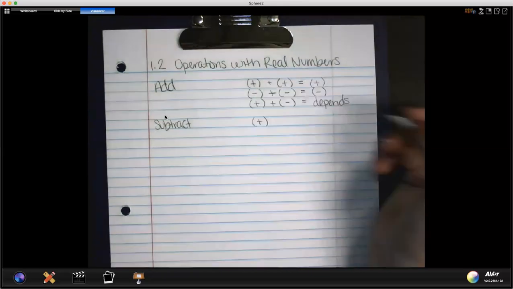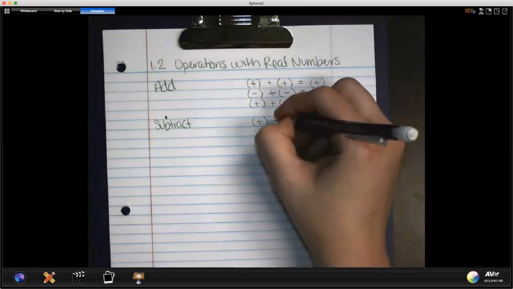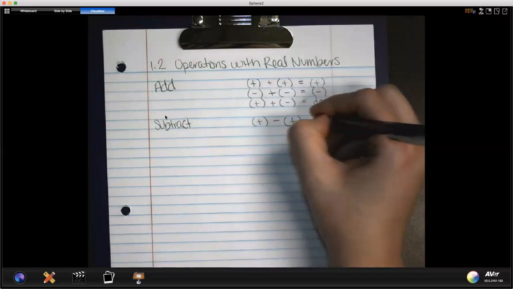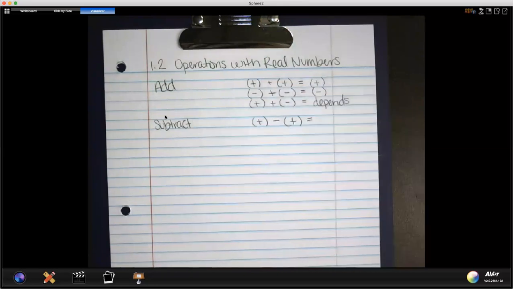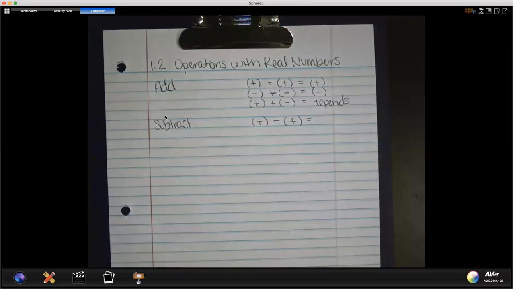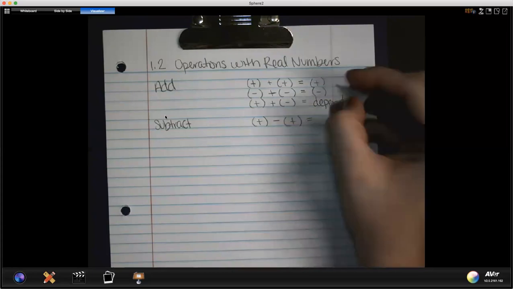If I have a positive number and I subtract another positive number, is there a guarantee that it will be positive or negative? No, right? It depends on how big the numbers are. If I'm having 80 minus 60, that's fine. But if I have like 5 minus 8, that's going to change things. So it depends.